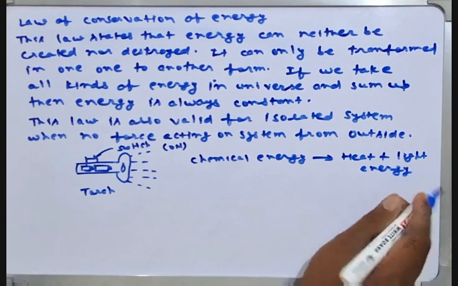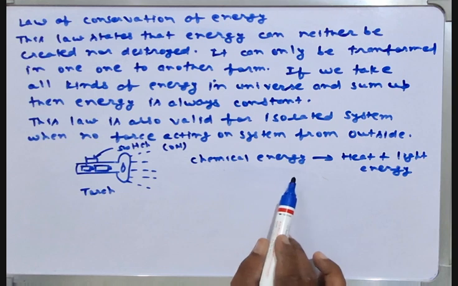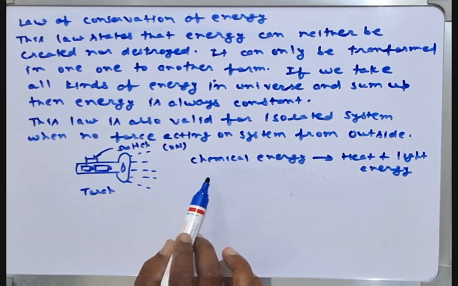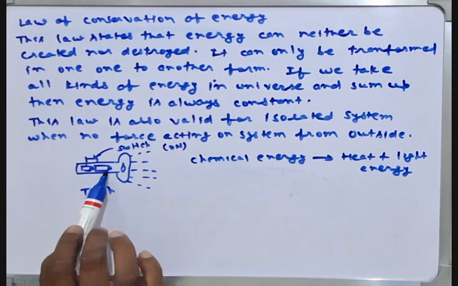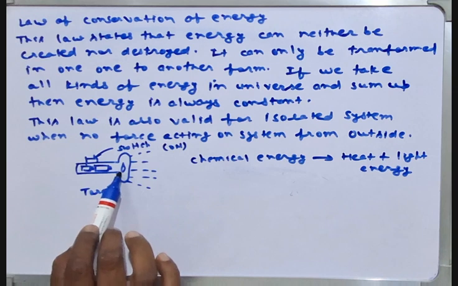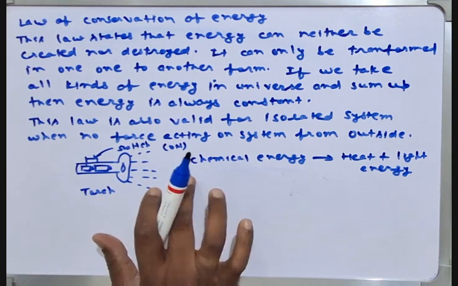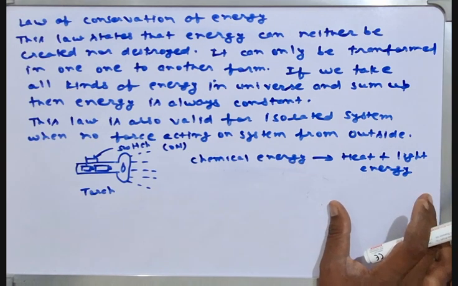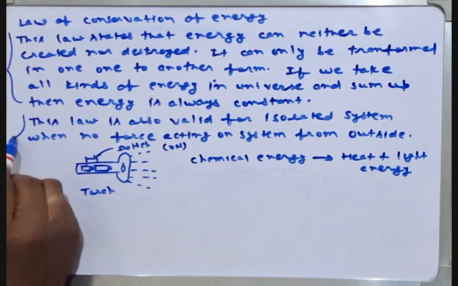Okay, so guys, one query arises in your mind: where is the chemical energy? So the chemical energy is inside the battery. When you turn on the torch, the filament heats up and light is produced. So this chemical energy is converted into heat plus light energy. Okay, so next guys, see this one.